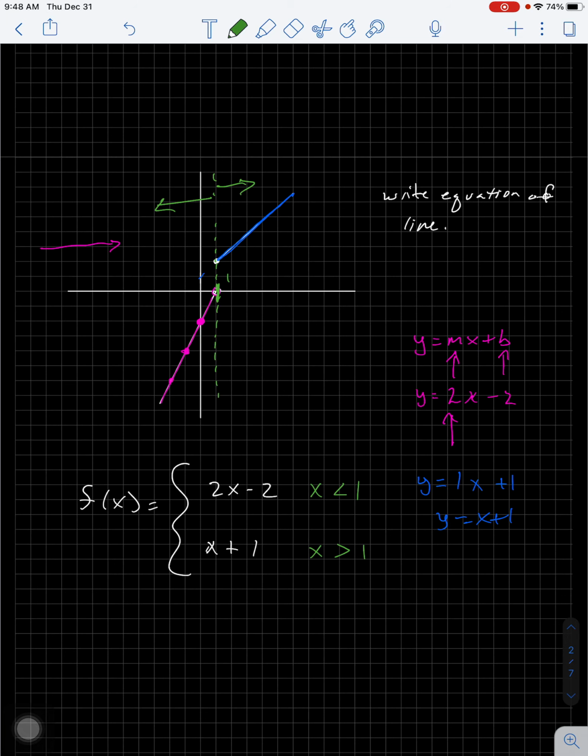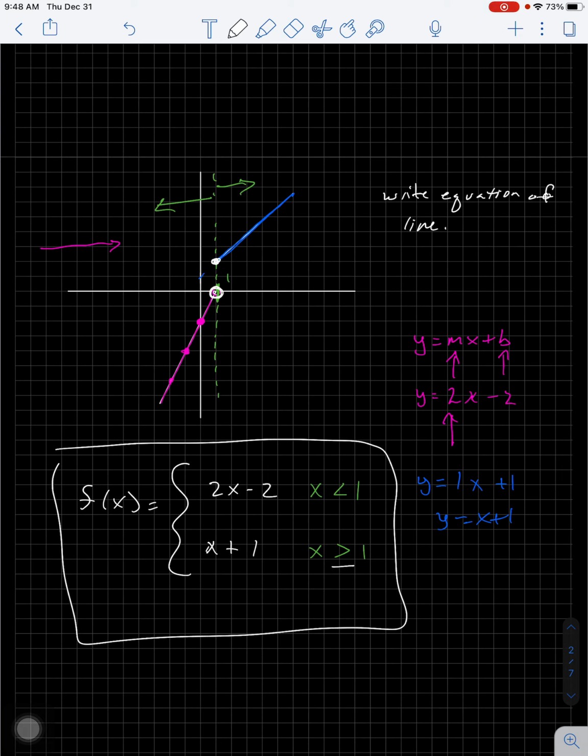Now, which one has the open hole and closed hole? I've drawn over it, but if you remember in the original, the pink had the open hole and the blue had a closed hole. So that means that the pink graph is strictly less than, but the blue graph is greater than or equal to. And that's it. That's how you draw that. Okay? So a couple of homework problems ask you to do that.